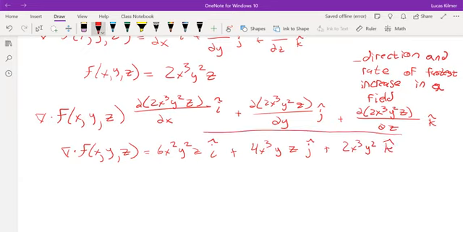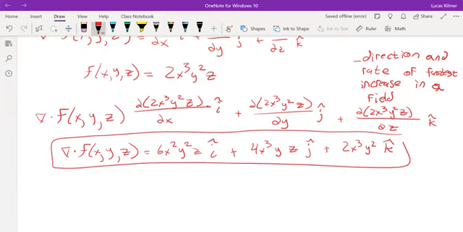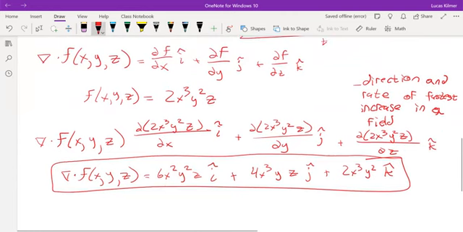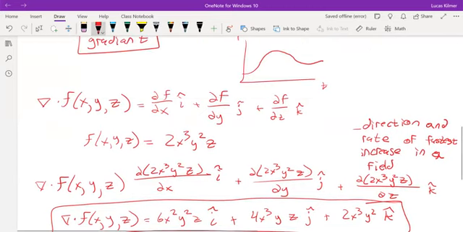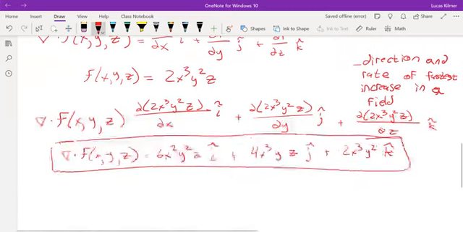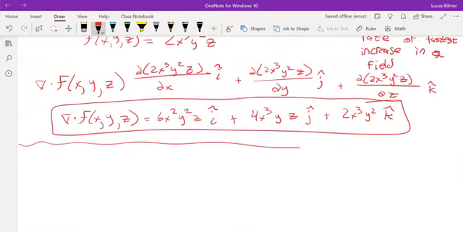Okay, so this right here would be the gradient of our original function, which would tell us its fastest increase in the field. All right, so ours was 3-dimensional right here. So this is going to tell us in 3 dimensions what our fastest rate of increase is going to be. So that's what the gradient is used for.